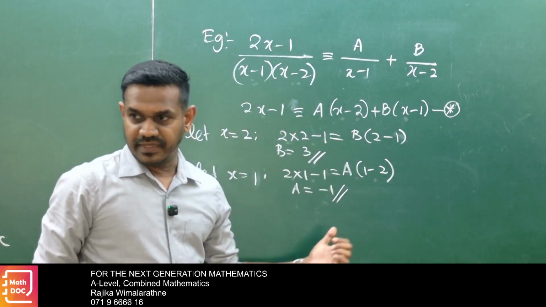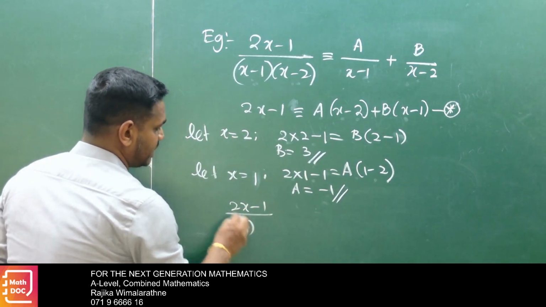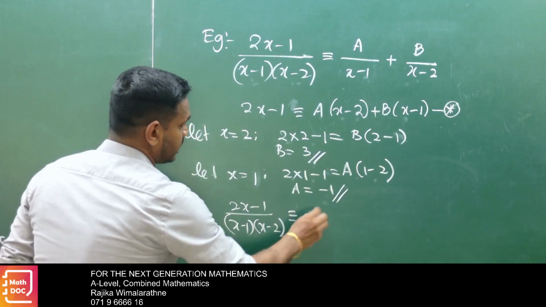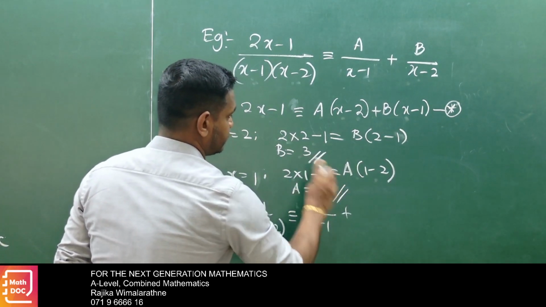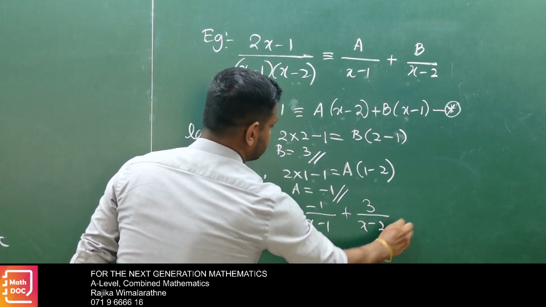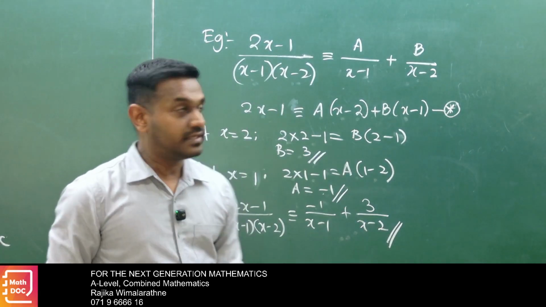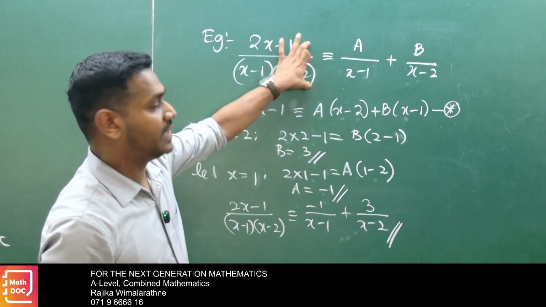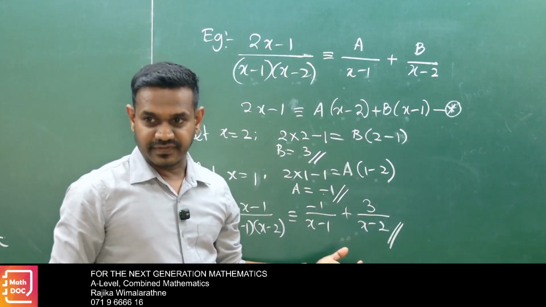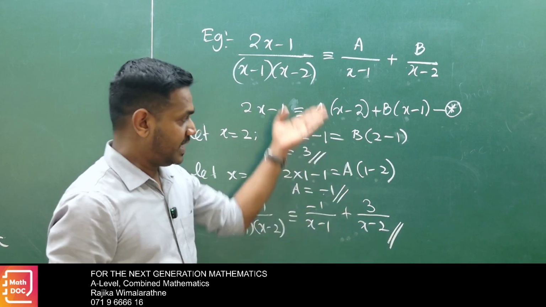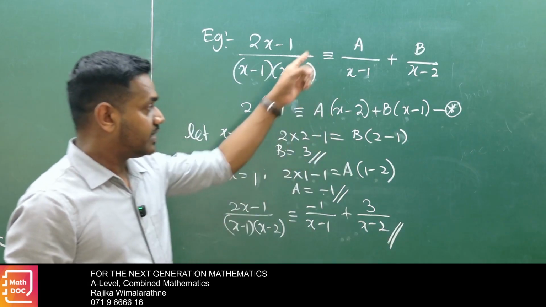So after you get A and B, then you can write the partial fractions. (2x minus 1) over (x minus 1)(x minus 2) equals A value minus 1 over x minus 1 plus B value 3 over x minus 2. Now here are the partial fractions. Then the technique is very simple. First you have to write this one. Thereafter, the procedure we have discussed previously, finding the unknown parts. Then by that, you can find the unknowns. Then finally you can write the partial fractions. Do that example.